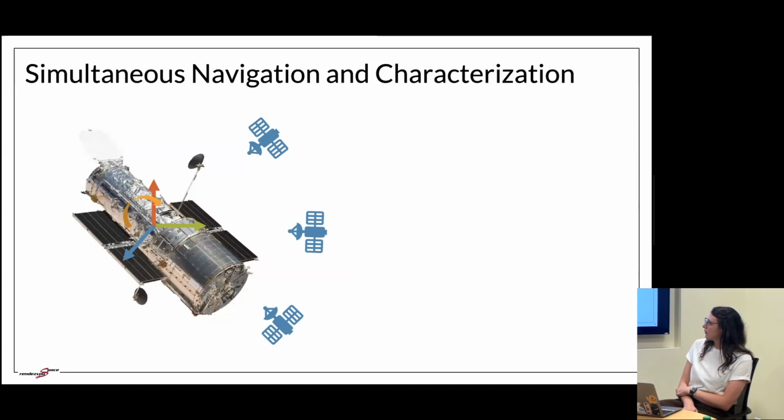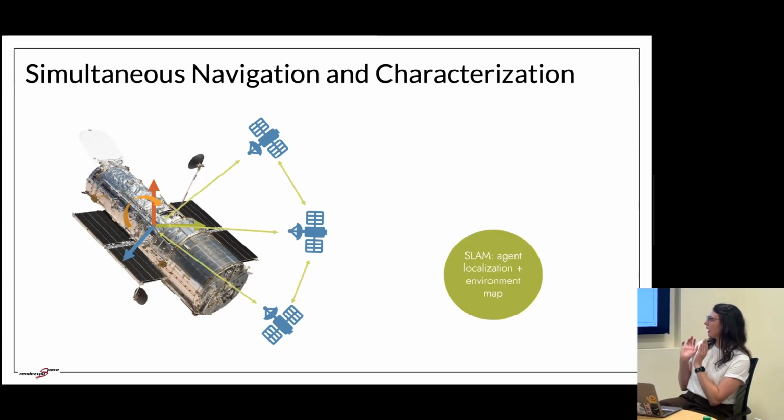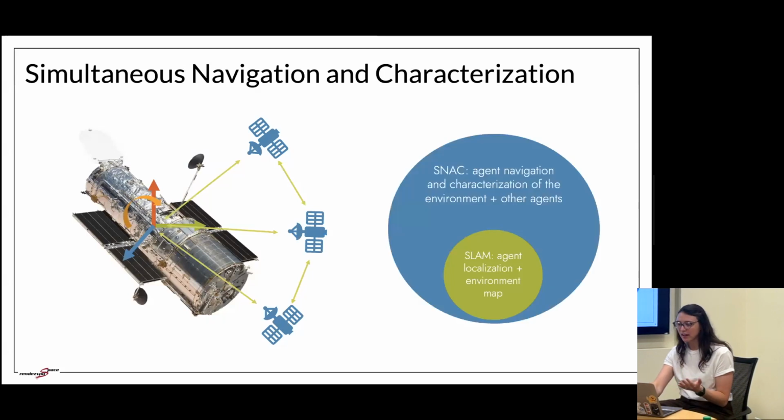But the thing I've left out of this is that generally we have a simultaneous problem where we are lost in space and we also want to characterize our target, right? Usually this problem is posed as simultaneous localization and mapping, which I'm sure you're familiar with, being able to locate your agent within a map and map out the environment. But here in SLAB, we've expanded this definition to simultaneous navigation and characterization.